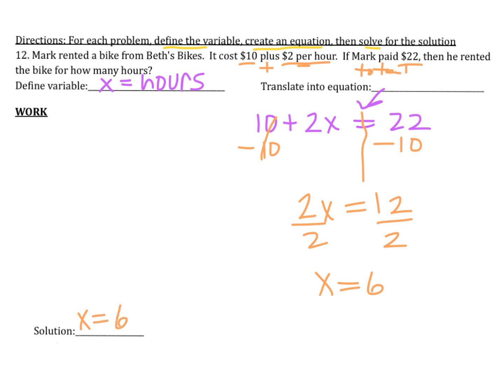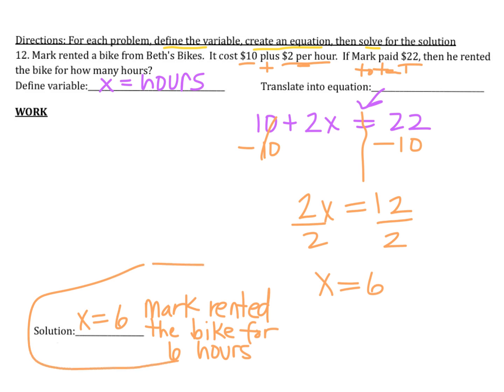And I'm going to put a little statement here. So he rented, so what is his name? So Mark rented the bike for, I'm sorry, for 6 hours. Okay, so there we go. So make sure you did all the parts. You define the variable, you write the equation, and then you solve it.